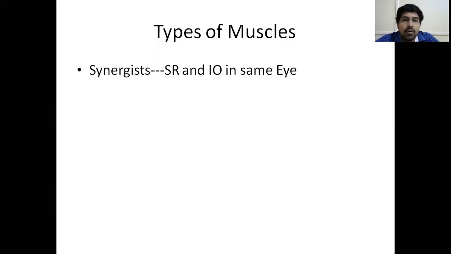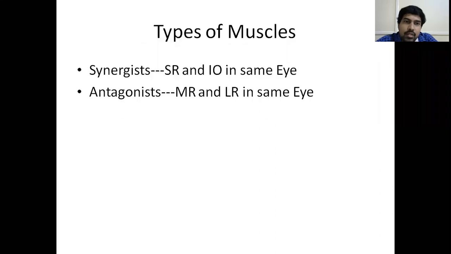And then you have the concept of synergist. So what is a synergist? Two muscles which serve the same purpose. For example, in the right eye, the superior rectus causes elevation and the inferior oblique also causes elevation. So synergists are a pair of muscles in the same eye which have the same action. For example, superior rectus in the right eye causes elevation. Similarly, inferior oblique in the right eye also causes elevation. That is about synergist. Now, what is antagonist?